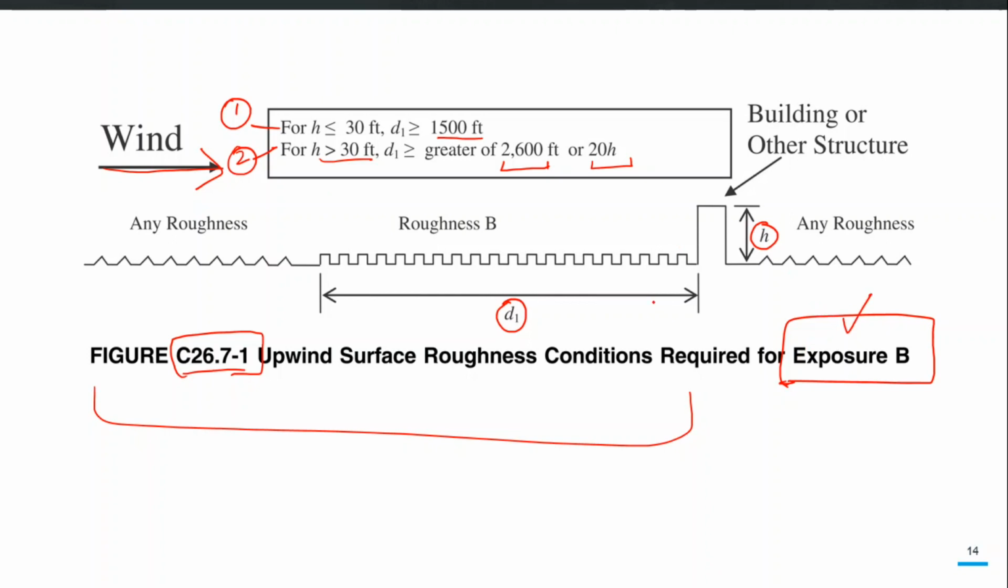So you have to check for how much distance your surface roughness B extends from the face of your building towards the upwind side. And if that distance is greater than this number or this number or this number, depending upon the height of the structure, then you classify this as the exposure category B.